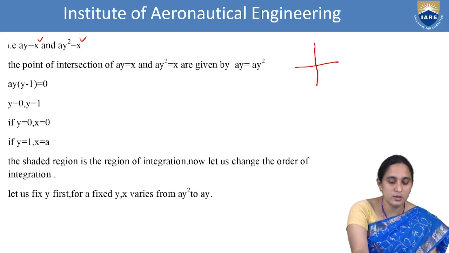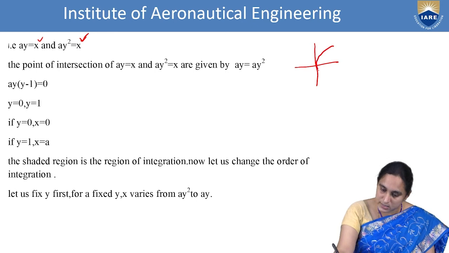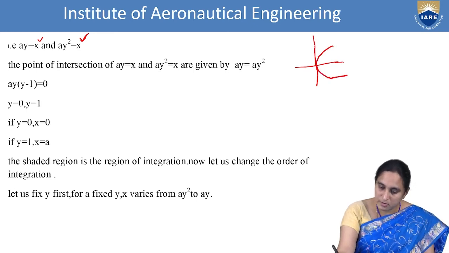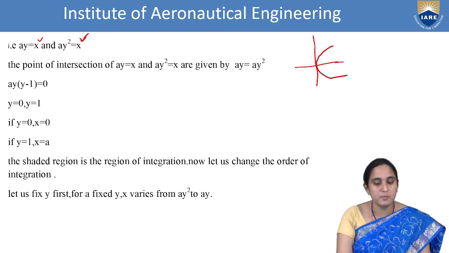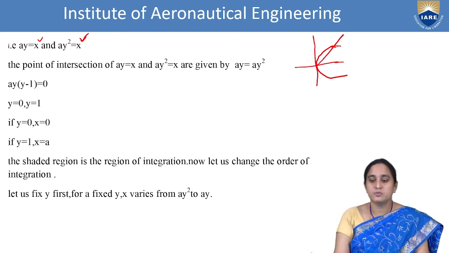y square is equal to x has the parabolic form, like this. And what about y is equal to x? That is one straight line. It passes through the origin.